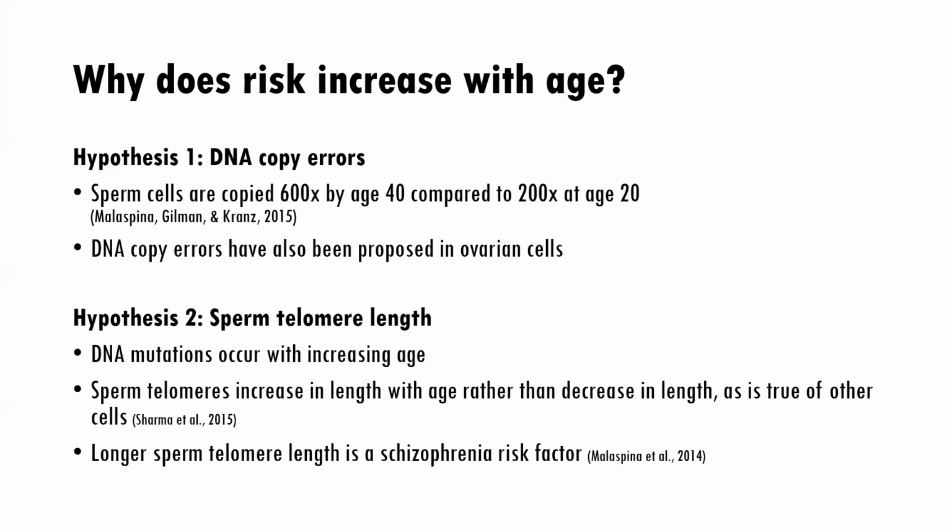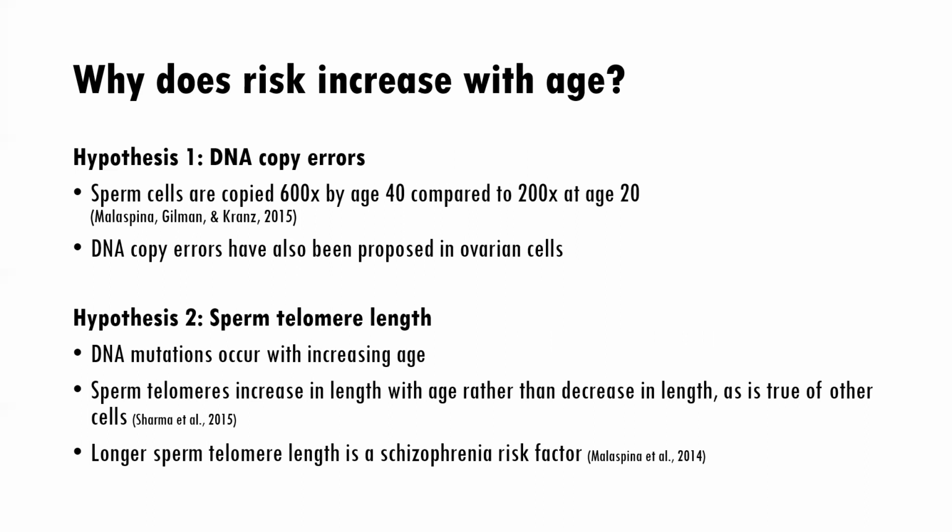Okay, well, the first hypothesis is DNA copy errors. Sperm cells are copied 600 times by age 40 compared to 200 times by age 20. So there is a greater chance of an error there. DNA copy errors have also been proposed in ovarian cells, though it's probably not quite to the degree of sperm cell errors. The second hypothesis is sperm telomere length.